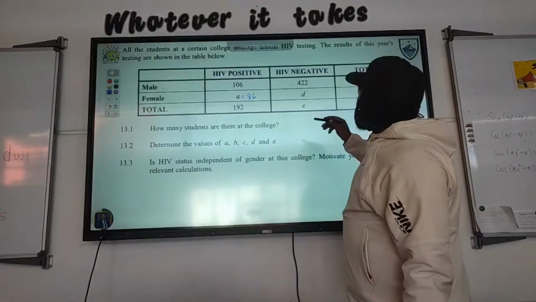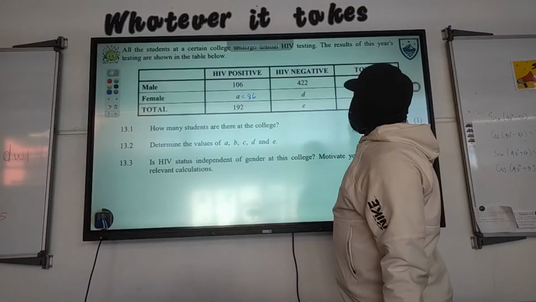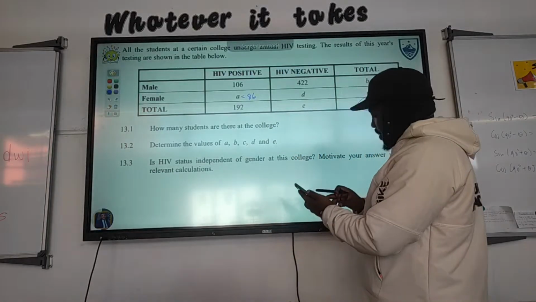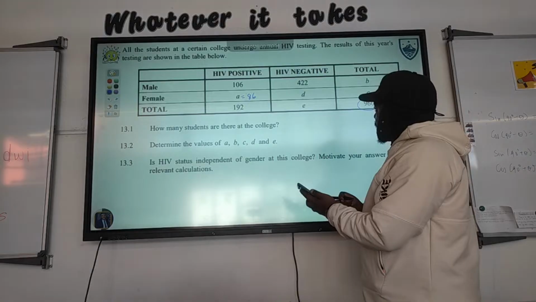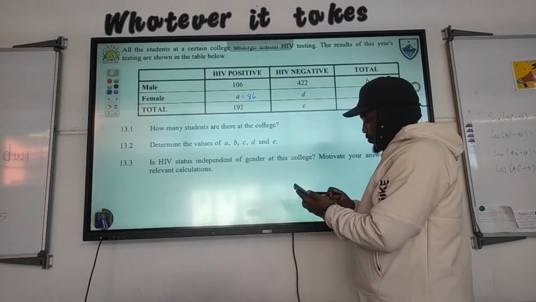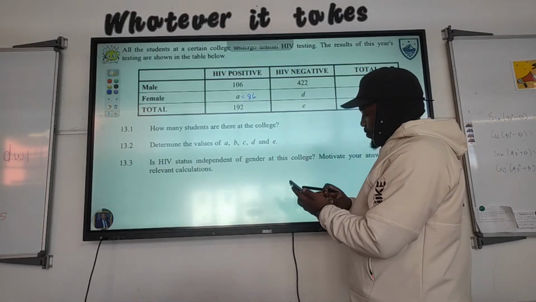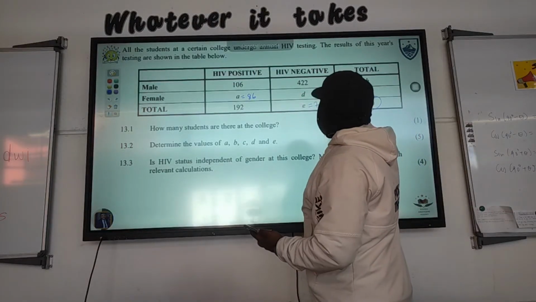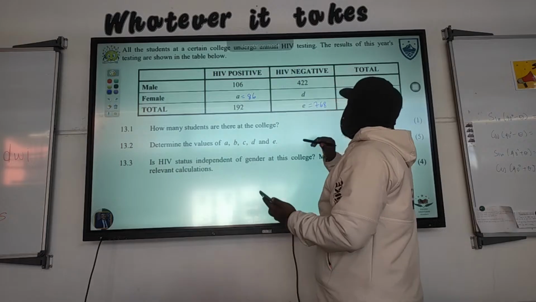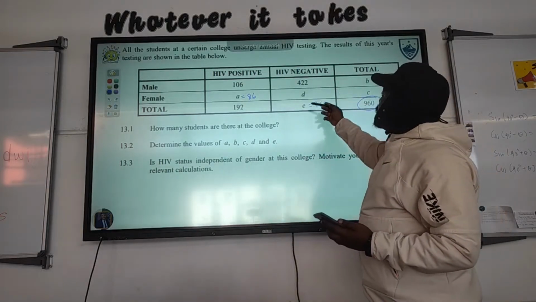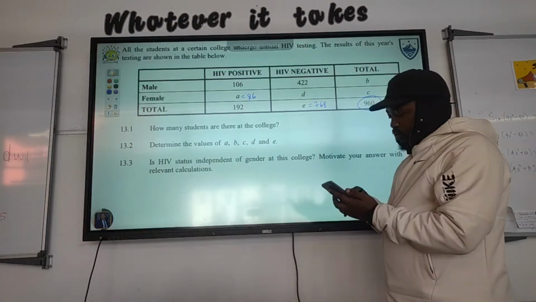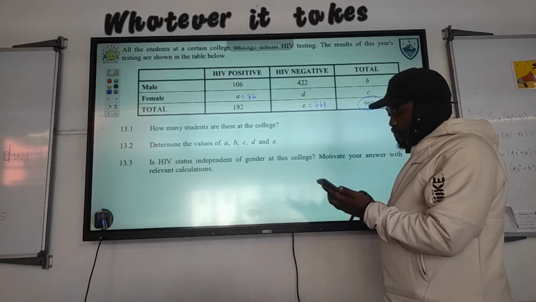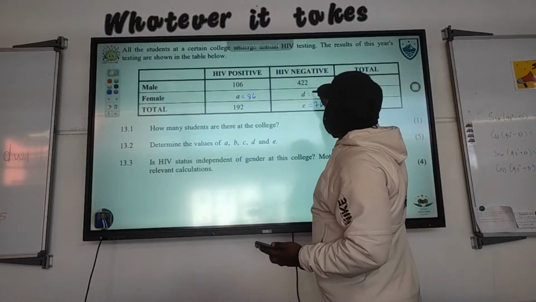And then we come this side. Can we find E? Yes, because when we add this, they must give 160. We can find E: 960 minus 192 is 768. You can take any route that you like. Once you get this, you can subtract the 2. 768 minus 422 will give us 346.